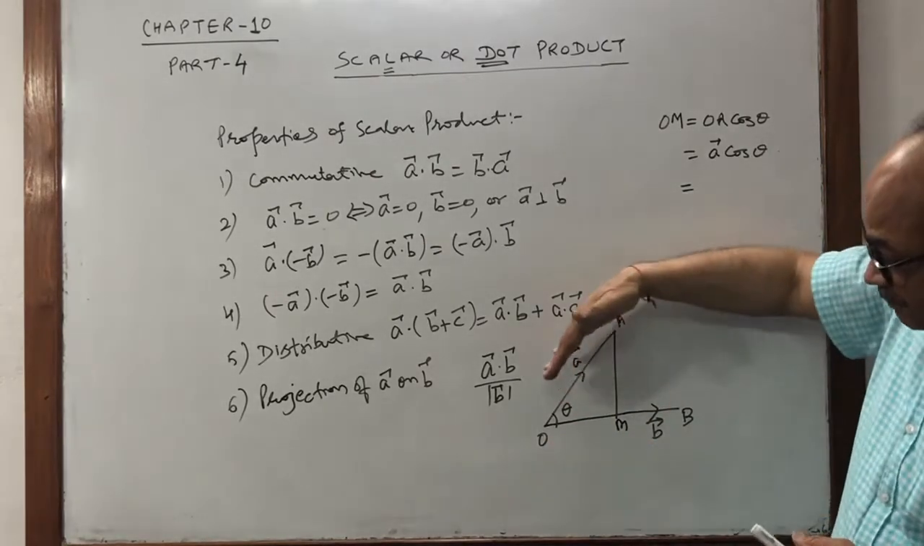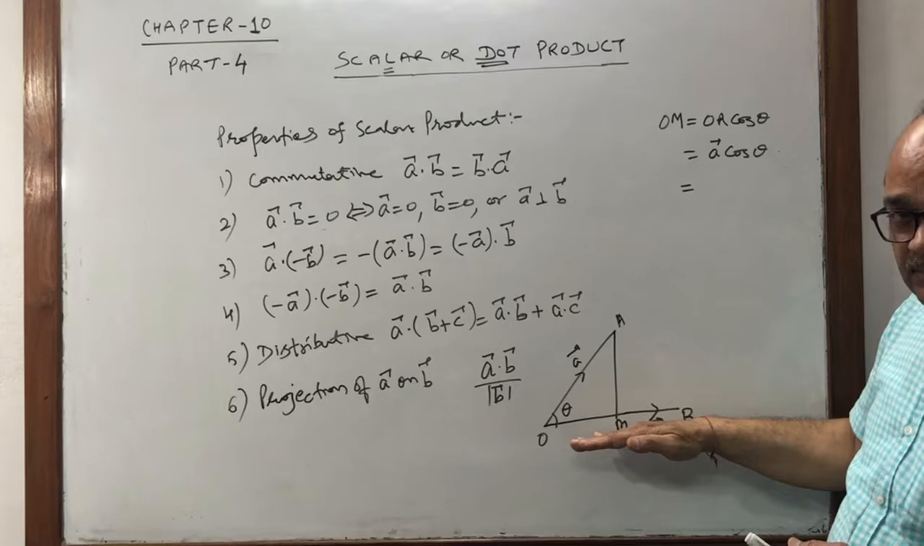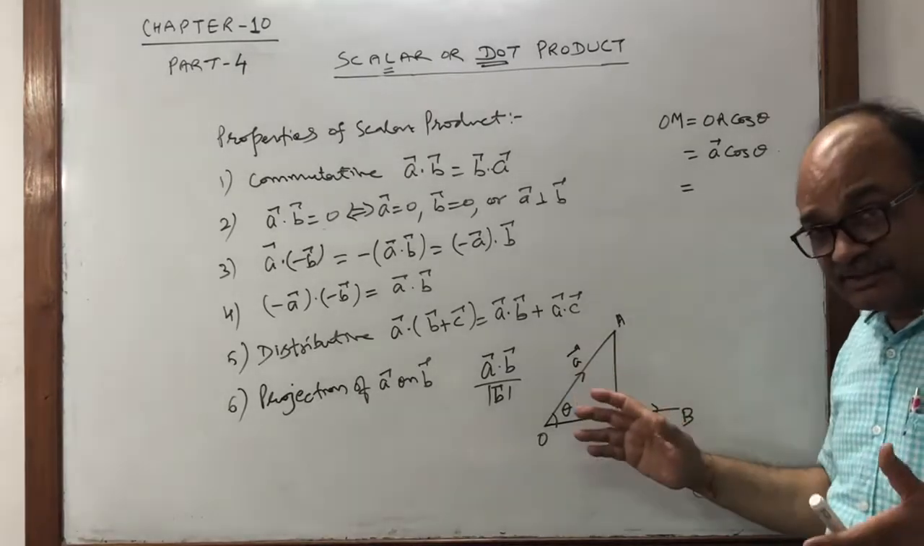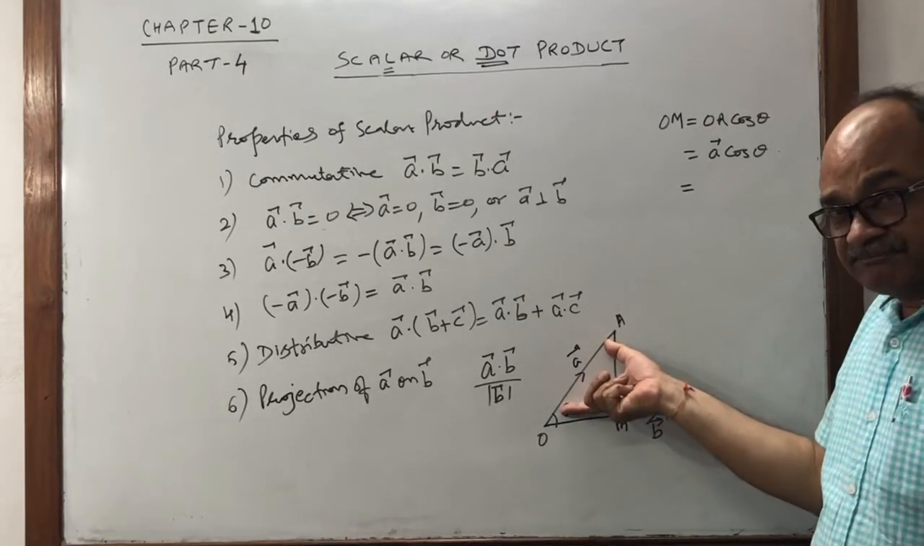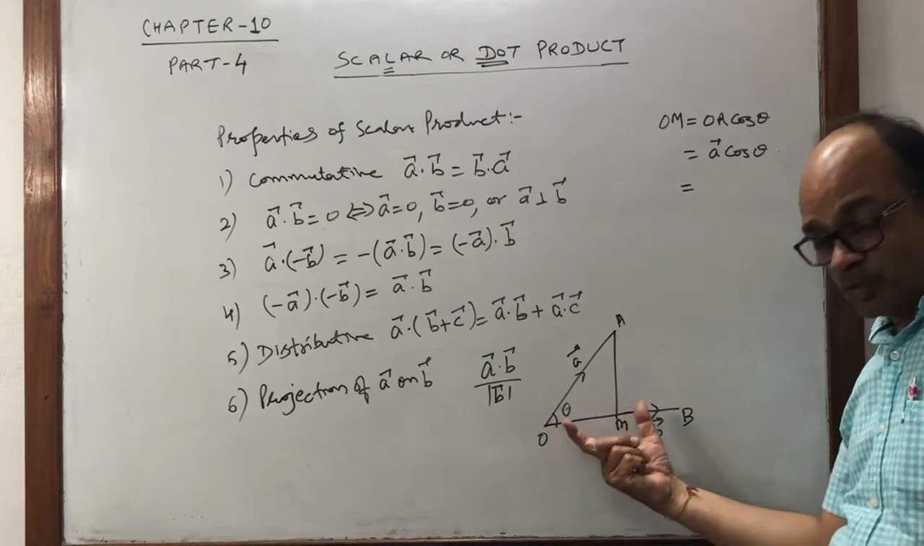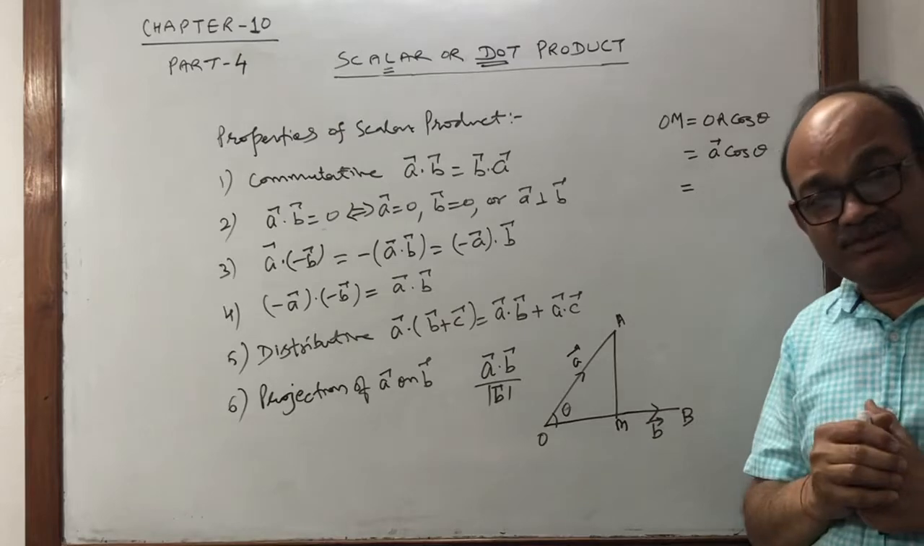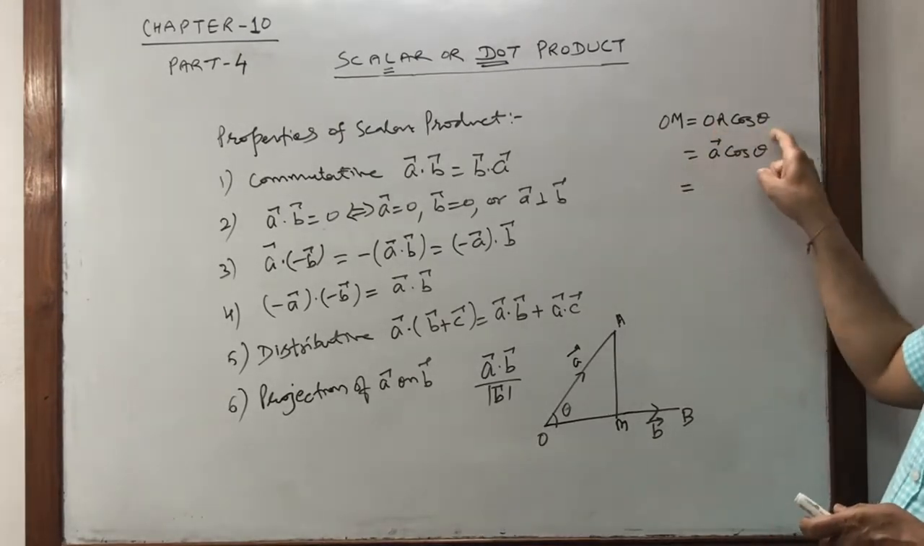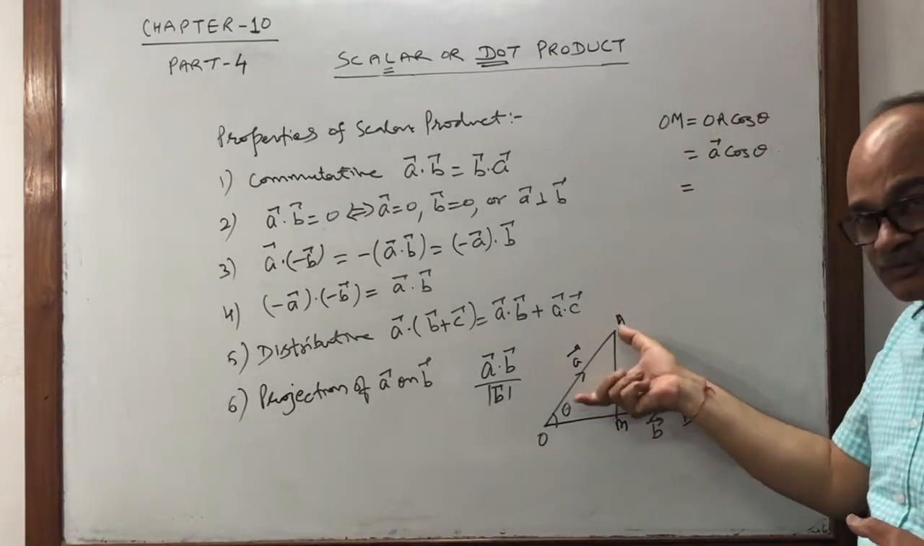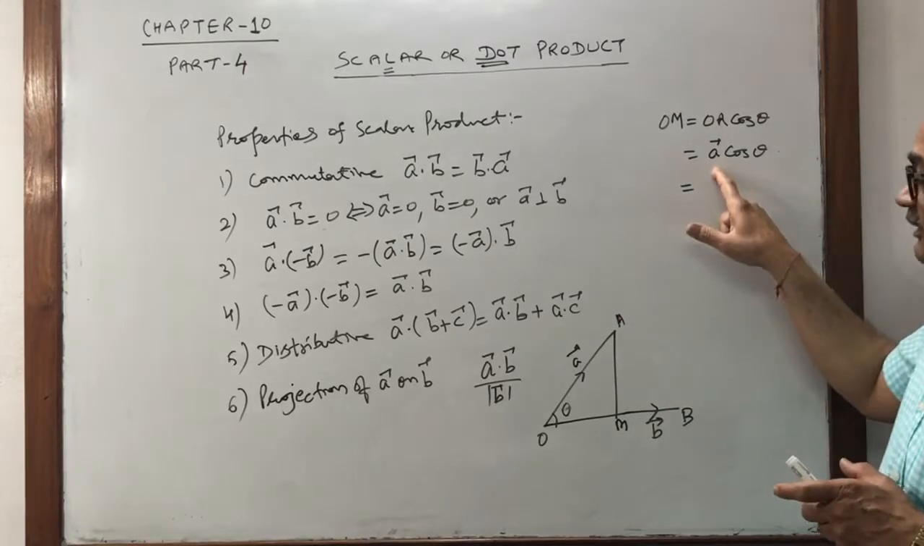We want the projection of A on B. So simple thing, apply trigonometry. This vector is A. So what about OM? OM is nothing but OA cos theta. Simple class 10th trigonometry. So OM is OA cos theta, but what is OA? OA is magnitude of vector A, cos theta.